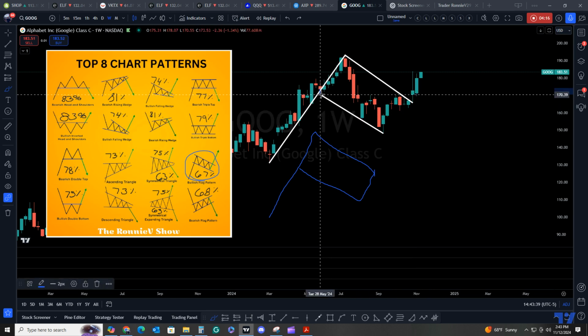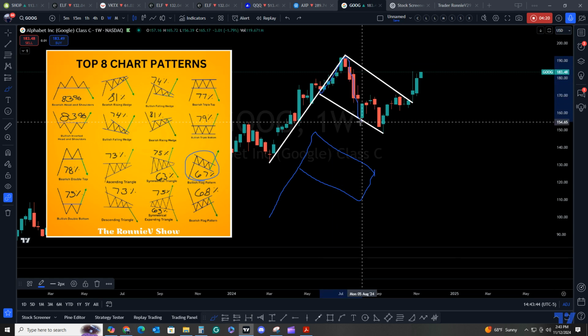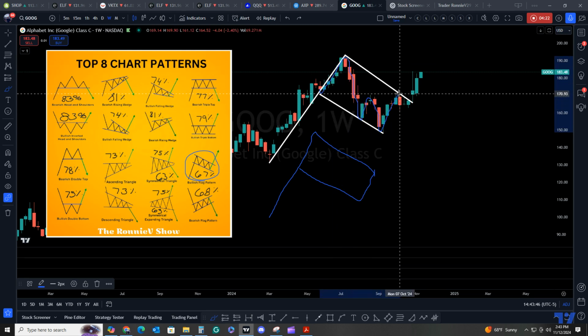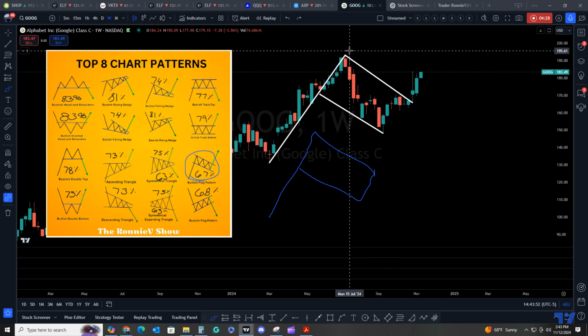And what I mean by hitting is this: you hit the bottom of the flag, you hit the top of the flag, you hit the bottom of the flag, you hit the top of the flag, and then you pull back, and then you go through. So you're really looking for a minimum of 2 on the weekly.